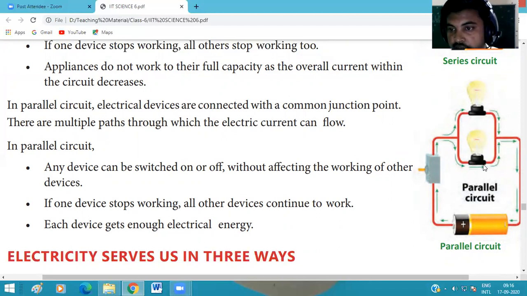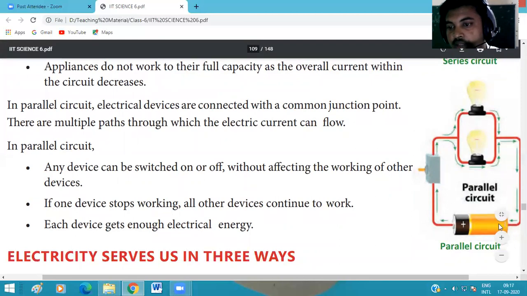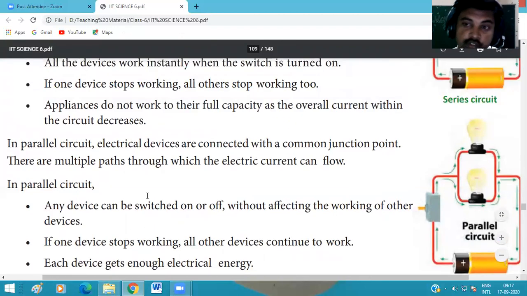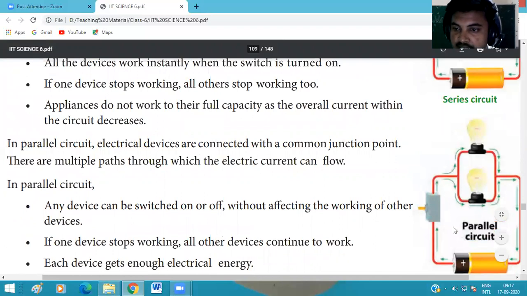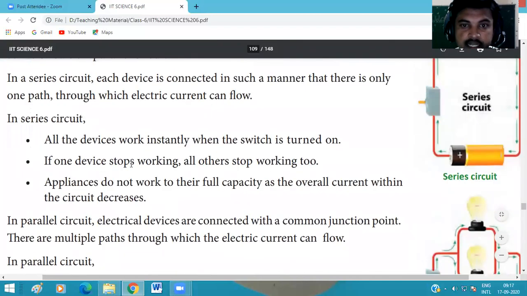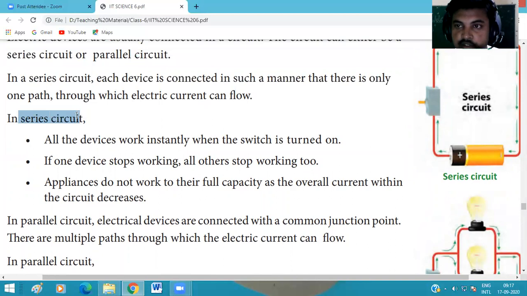After glowing the bulb, the electric current passes through it, and from a point the current is merged and moves to the negative terminal of the battery. Okay, so in these two types of circuit, series circuit and parallel circuit, they have some features, advantages or disadvantages. We discuss these properties in the series circuit.